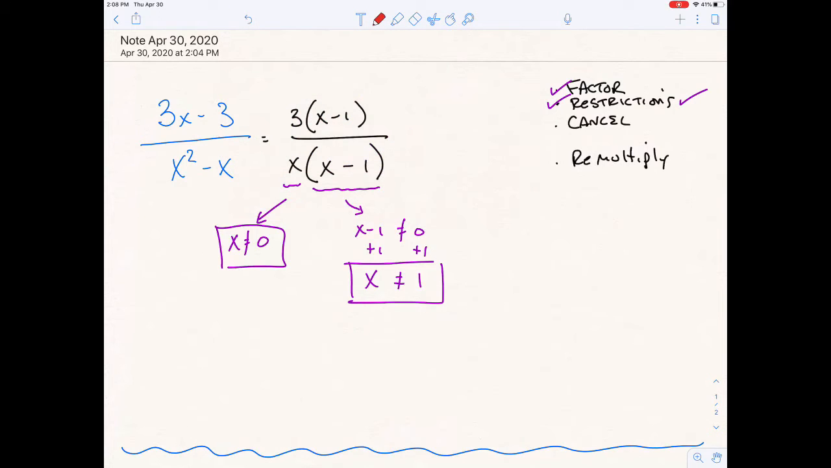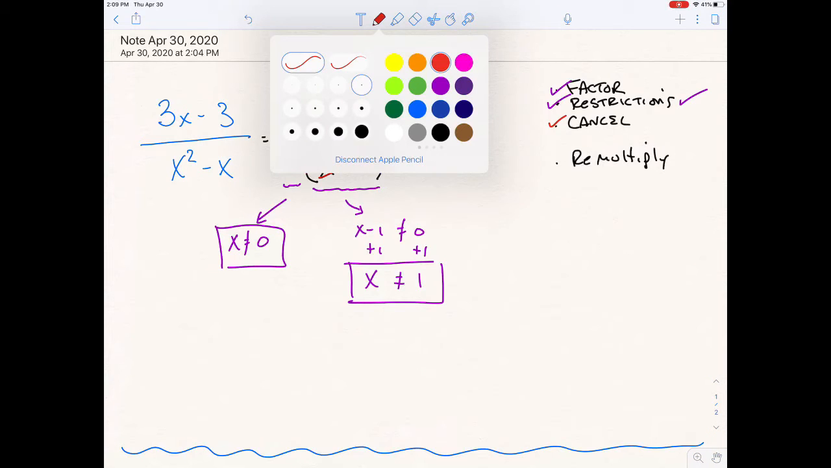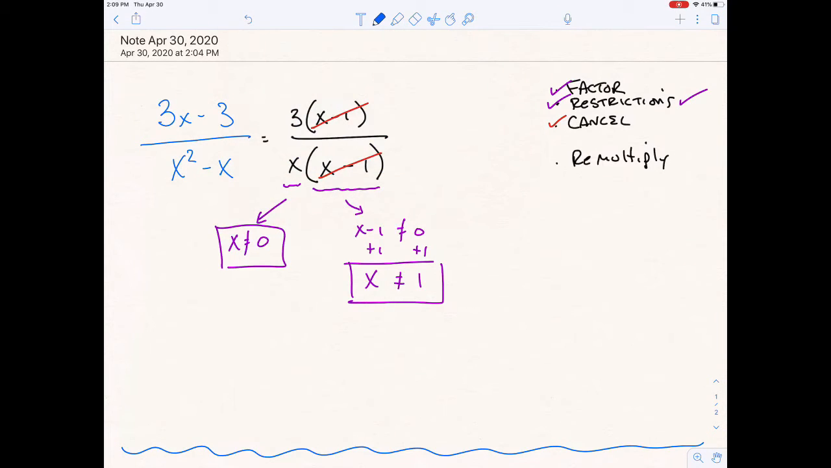Now we're going to cancel out whatever I can cancel. x minus 1 and x minus 1 cancel out because they are a factor in a multiplication problem. And done with canceling. And now we're going to go ahead and do the remultiply step. Now there's not really much to remultiply here because all we have is a 3 on the top and an x on the bottom. There's nothing to remultiply.